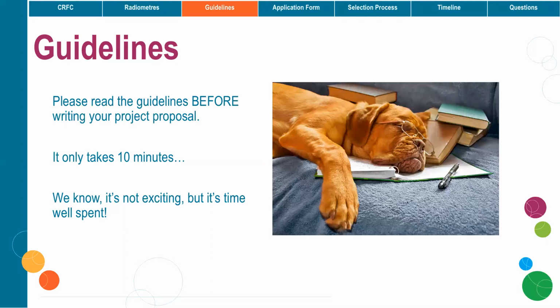Okay, so the guidelines. We cannot tell you how important it is to read the program guidelines before you start writing your funding application. This is the very first thing you should do. I know it's not quite exciting, but you should really take the time to read them. The guidelines include important information you need to know about the program. I especially invite you to read and follow our tips on how to write your application at page 8 of the guidelines. So briefly, here are the important elements you need to remember.